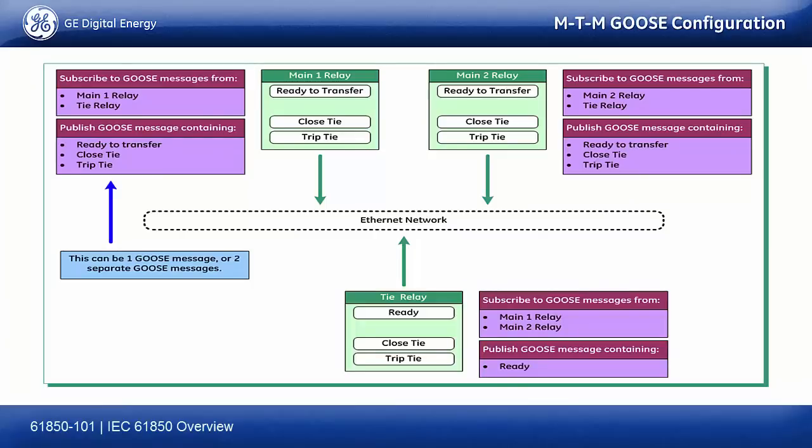And once again, if I go back to my configuration, my main relay has to subscribe to the GOOSE messages coming from the other two relays, publish a GOOSE message containing information like ready to transfer, and should I close the tie and trip the tie commands. Both mains do similar things. The tie relay publishes information that it is ready and so on, right? I can do these in one GOOSE message or multiple messages, but I'm publishing GOOSE messages and subscribing to GOOSE messages to send this data back, right?